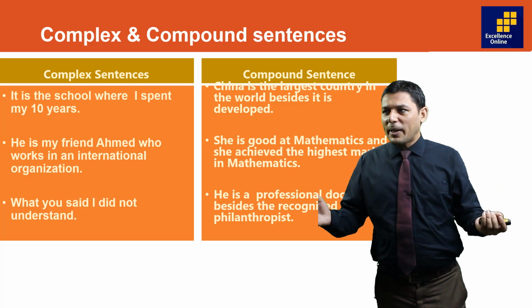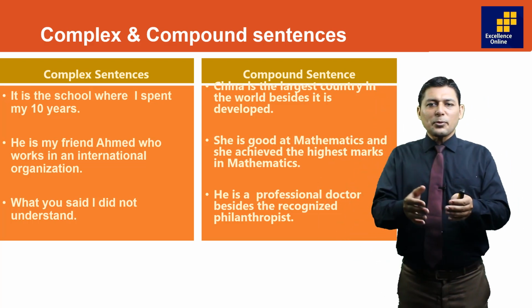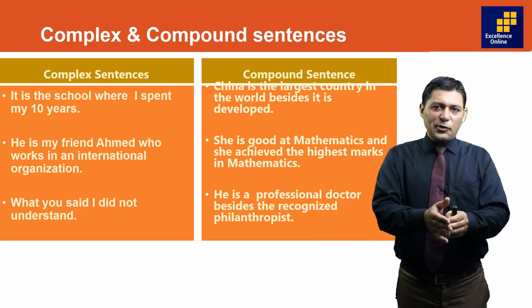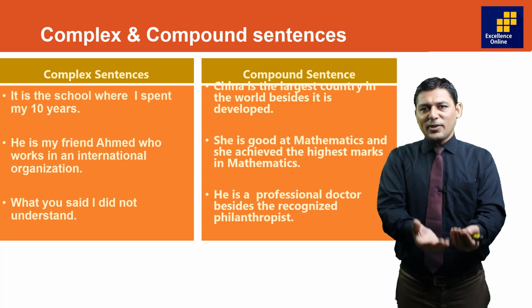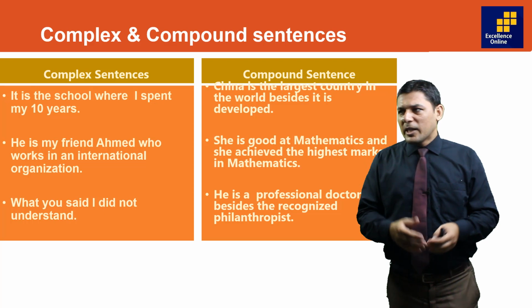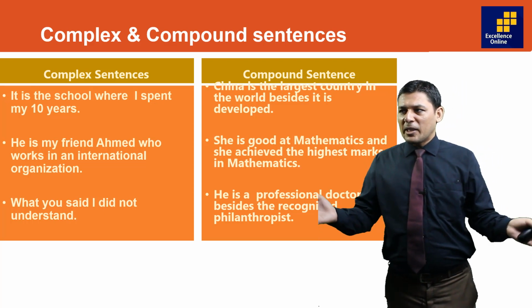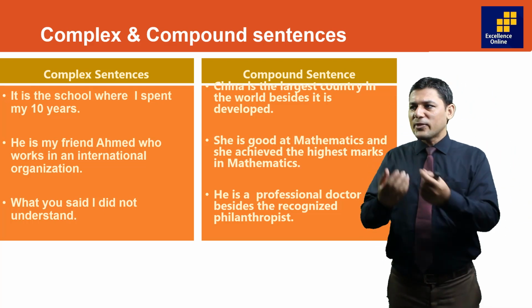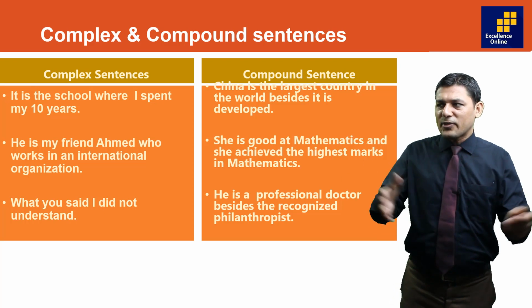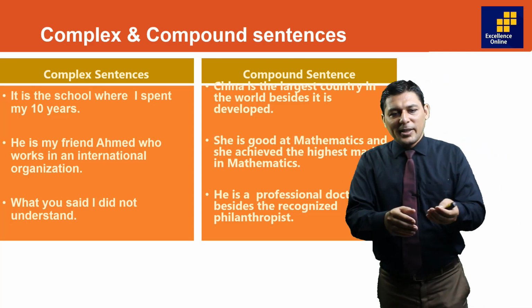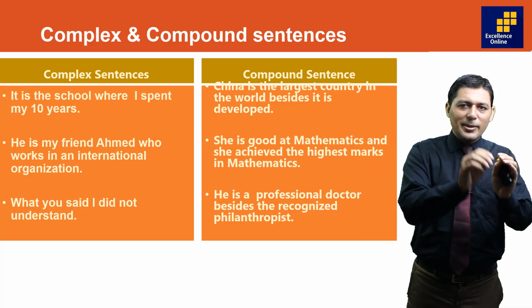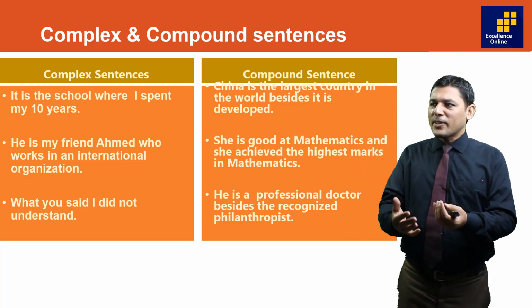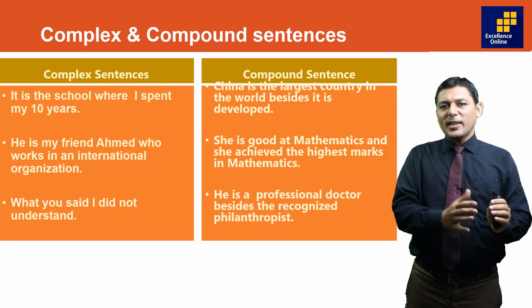It is the school where I spent 10 years. It is the school is an independent clause, where I spent my 10 years is a dependent clause. A sentence which has a dependent clause and an independent clause is a complex sentence. He is my friend Ahmed, who works in an international organization. One is independent, the second is dependent. What you said, I didn't understand. What you said is a dependent clause. It doesn't give you complete meaning unless you link this part of the sentence with another part. So hopefully you are getting this. Complex sentence means two clauses, one dependent and the second independent.